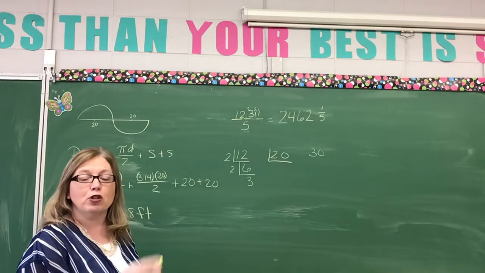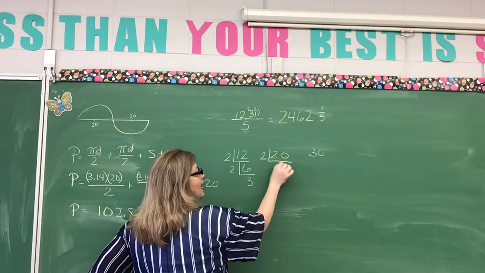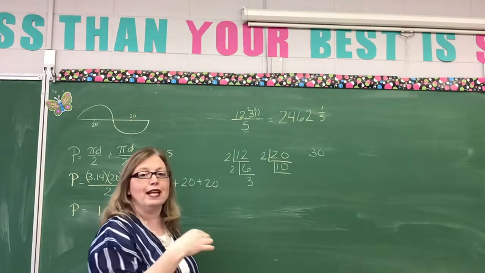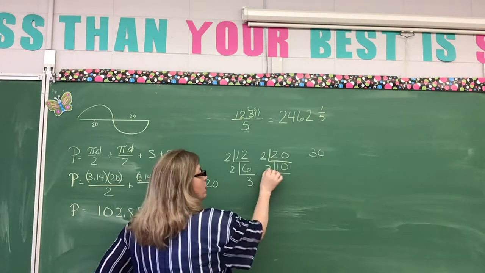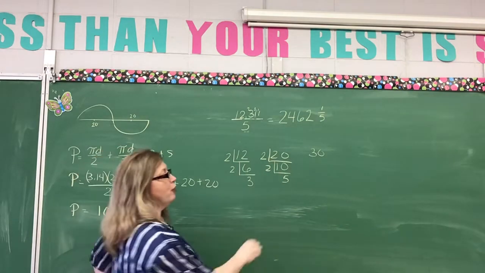It's an even number, so I know to divide it by the prime of 2. That leaves us 10. 10 is even, so again, I'm going to divide by 2, giving us 5, and 5 is prime. Now we look at 30.